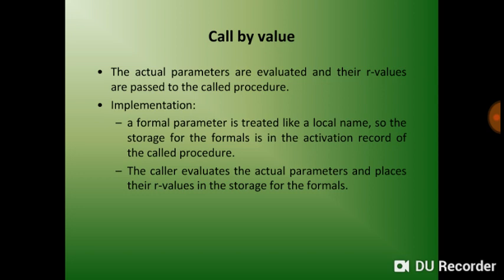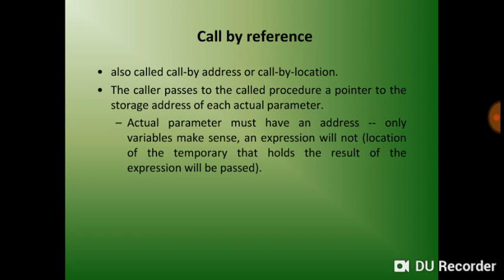Implementation: the formal parameter is treated like a local name, so the storage for the formal is in the activation record of the called procedure. The caller evaluates the actual parameters and places the R values in that storage. Call by reference, also called call by address or by location. The caller passes to the procedure a pointer to the storage address of each parameter. The actual parameter must have an address; only a variable makes sense, and an expression will not.